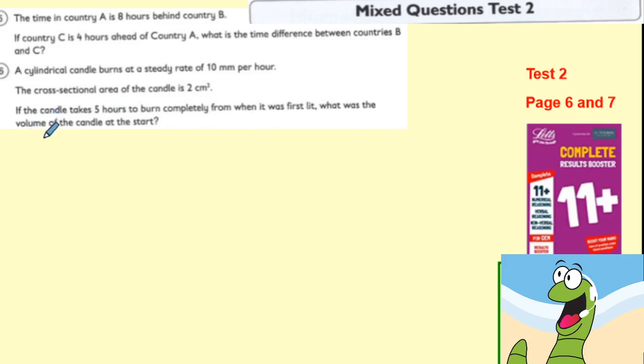So the candle burns at 1 centimeter per hour. Sorry, we'll try and get that. My board just doesn't want to seem to be working. Per hour for 5 hours. Okay.